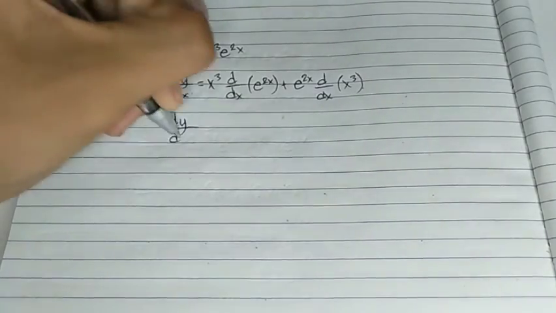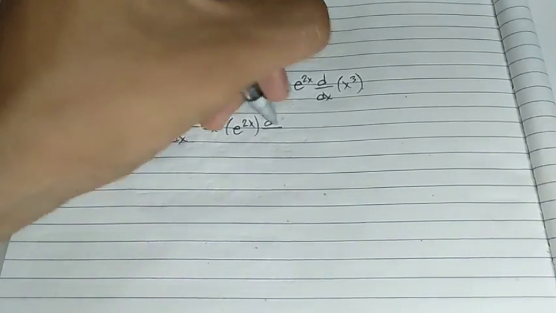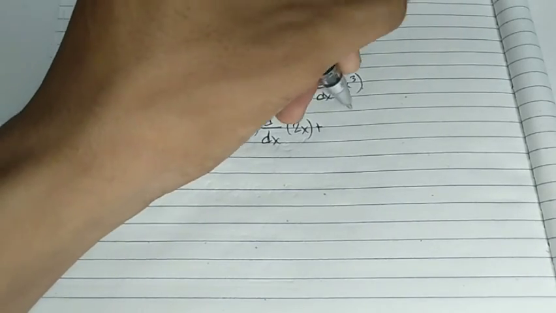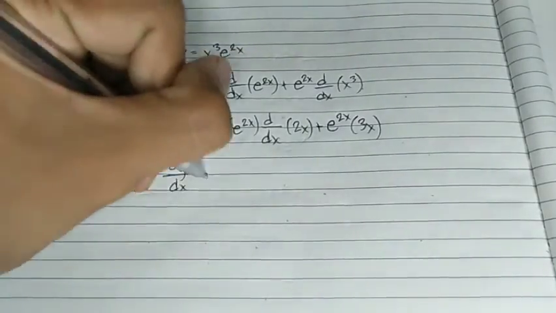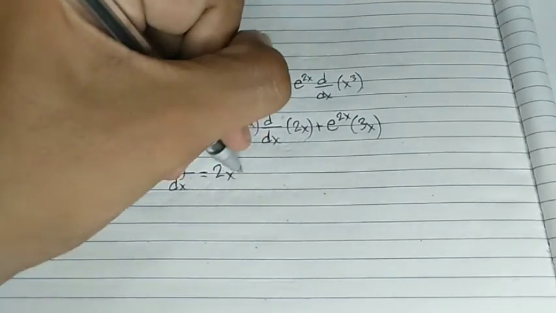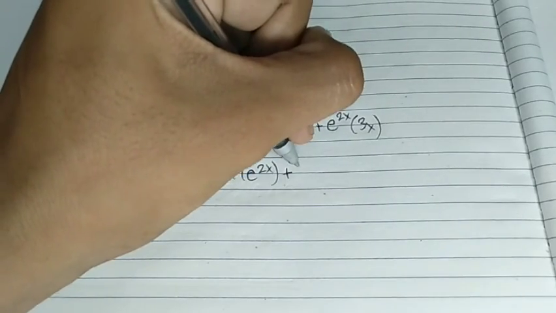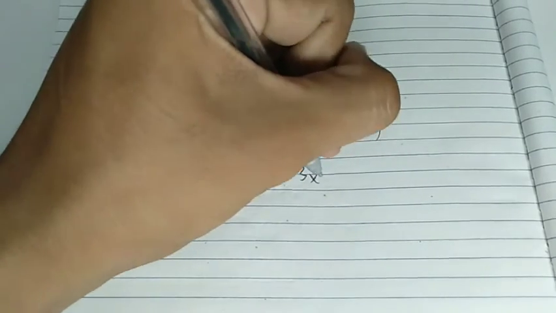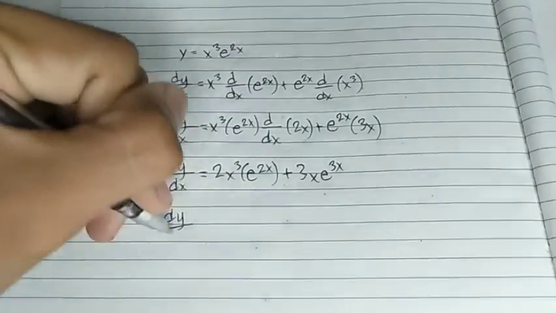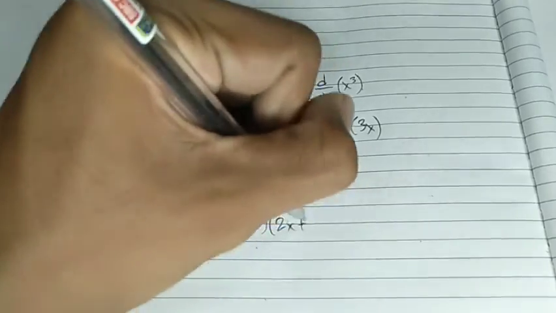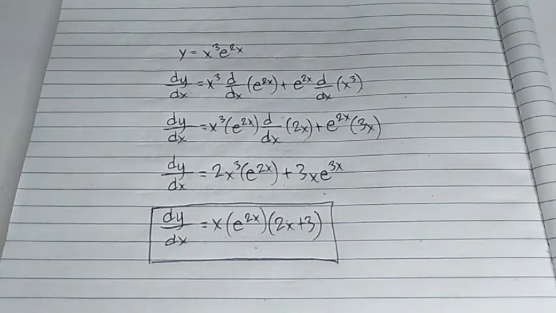dy over dx is equal to x to the power of 3 times e raised to the power of 2x times the derivative of 2x plus e raised to 2x times 3x squared. This is the chain rule. dy over dx is equal now to 2x cubed times e raised to 2x plus 3x squared times e raised to 2x. dy over dx is now x squared times e raised to 2x times the quantity of 2x plus 3. That would be the final answer.